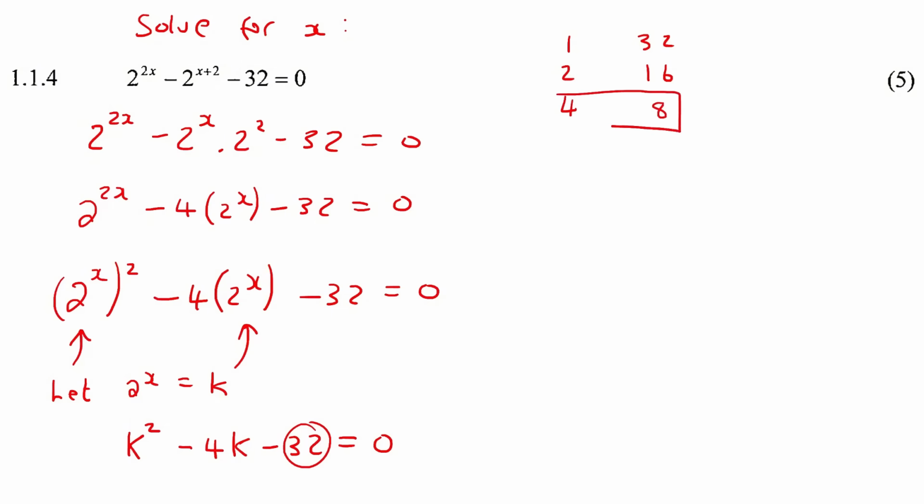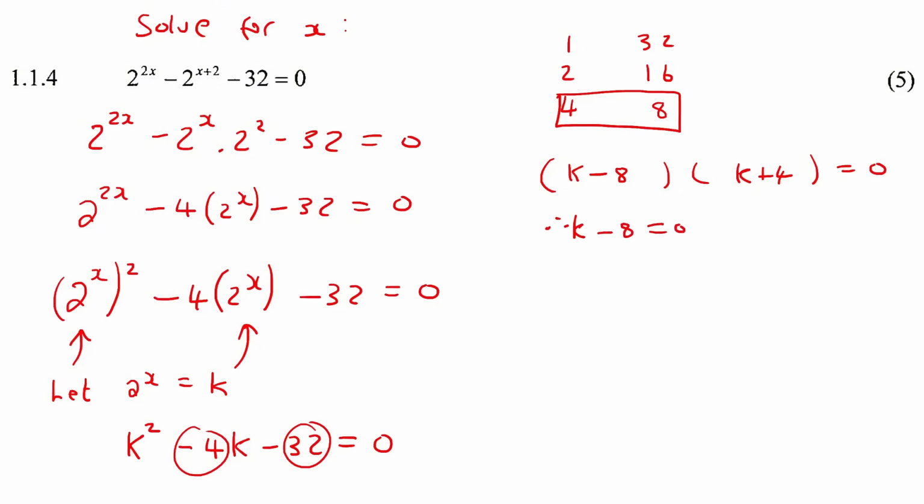There we go. We know that 4 and 8 can help us to make minus 4. We could say minus 8 plus 4. Why did I say that? Because minus 8 plus 4 would give me minus 4. Okay, so now we can say, therefore, k minus 8 must be 0, or k plus 4 must be 0. So therefore, k must be 8, or k is negative 4.